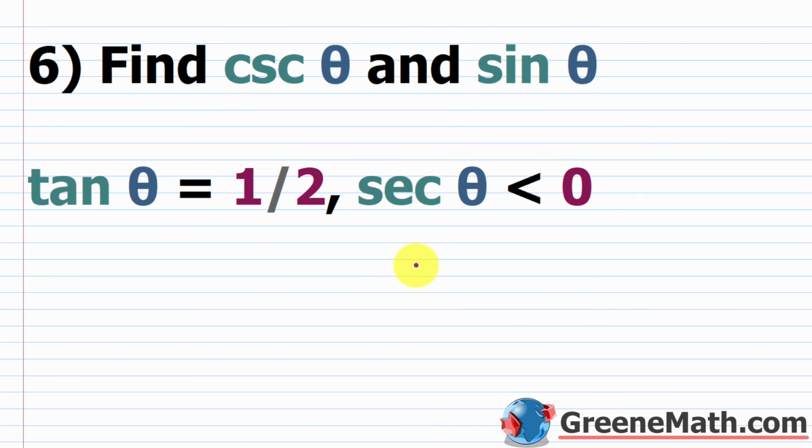All right, for problem 6, let's find the cosecant of theta and the sine of theta, given that the tangent of theta is 1/2 and the secant of theta is less than 0 or negative.